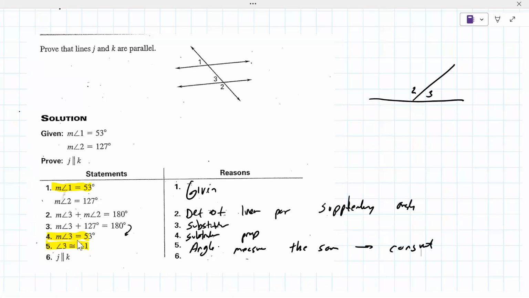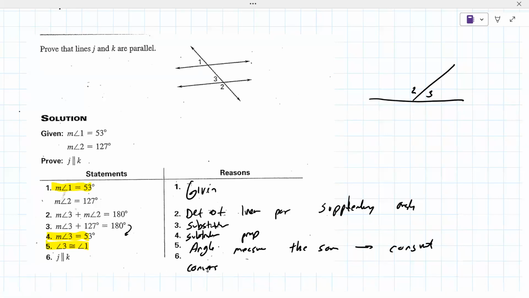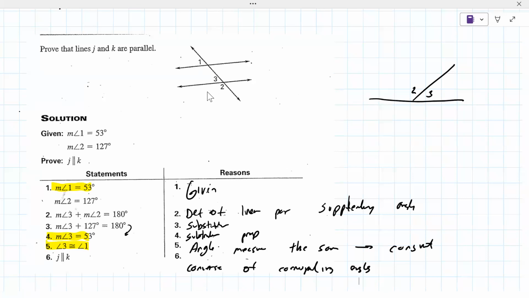All right. So 6, since angles 1 and 3 are the same, those are corresponding angles, but you don't know that they're corresponding because you don't know that they're parallel. So whenever you go backwards, it's converse of corresponding angles. If the lines were parallel, then these would be corresponding angles and they'd be congruent. Since we've proven that they're congruent and they're corresponding, the lines must be parallel. So whenever you go backwards, that's a converse.